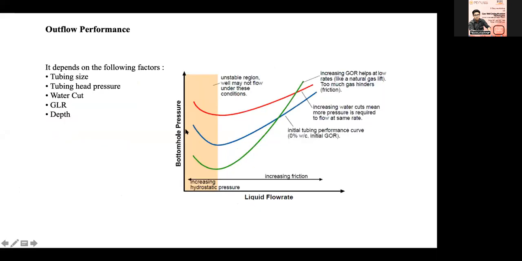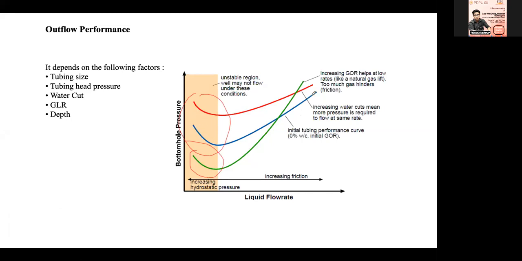Now let's move on to the outflow performance. In the outflow performance, you have two regions. You have this yellow region, which will be because of the hydrostatic pressure in your well. And the right side region will be because of your friction contribution. As you increase the flow rate, your friction will be increasing.